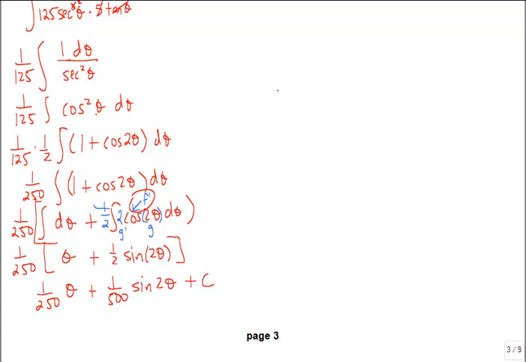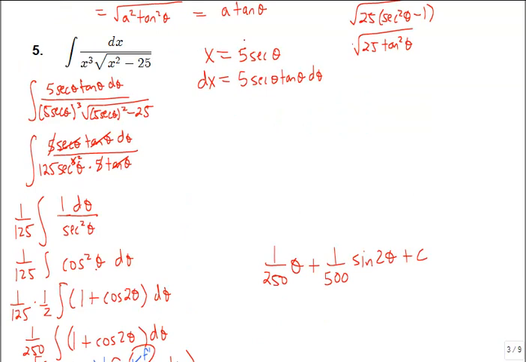Now that's what we want to figure out the answer for, but in terms of our original x's instead of these thetas. So now is where we need to go back up to our original trig substitution step and figure out what this tells us about these pieces here. So step number 1, isolate your trig function here. So I'm going to divide by 5. So x over 5 equals secant theta.